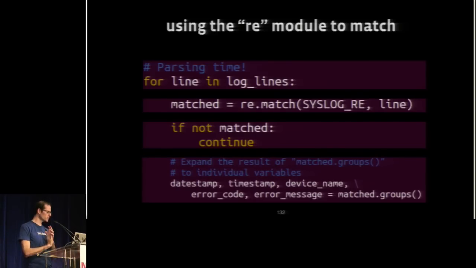And so what we see here is we can assign each of those attributes of data to variables directly. For example, datestamp, timestamp, device name, error code, and error message are now variables of exactly that portion of data from the log message.